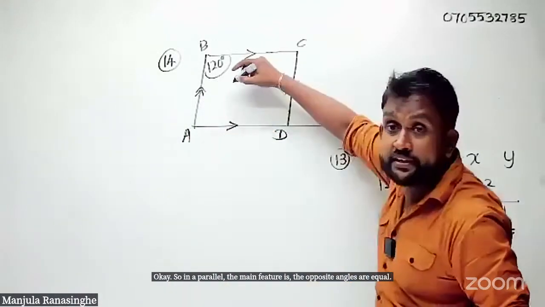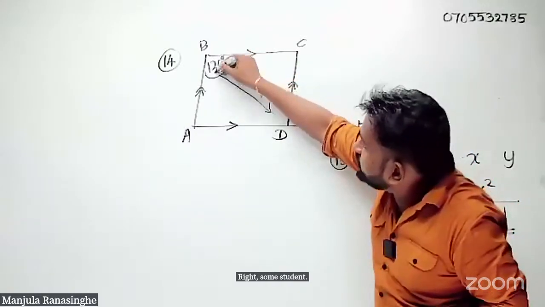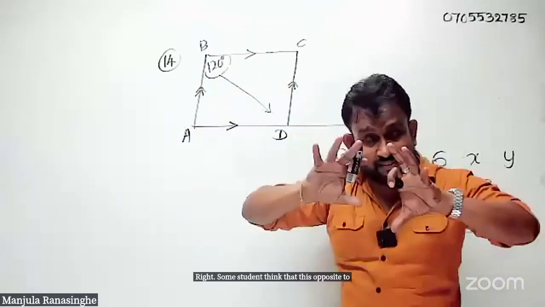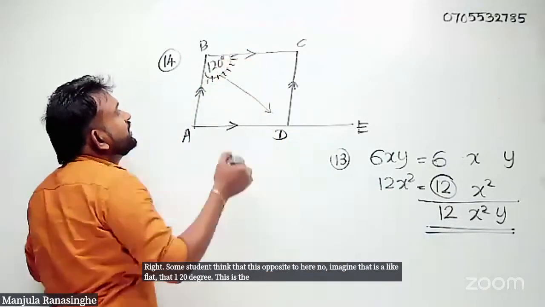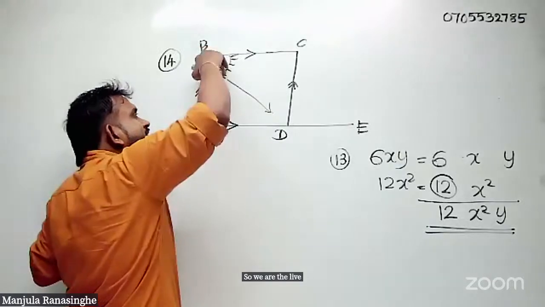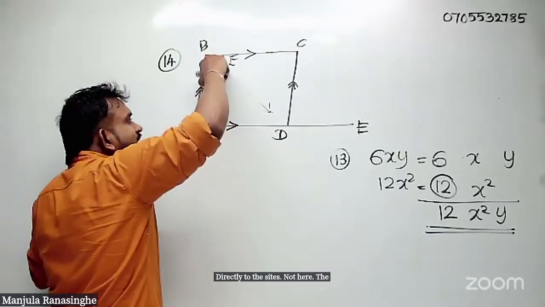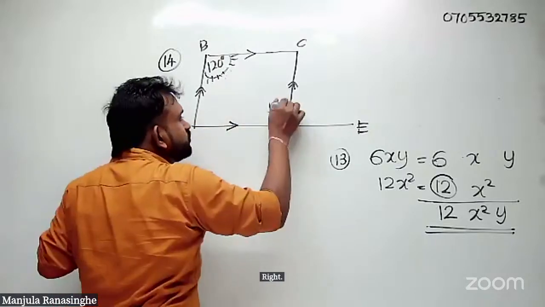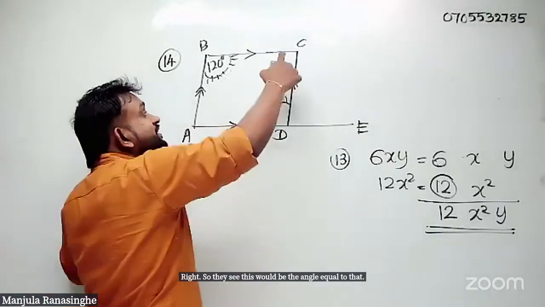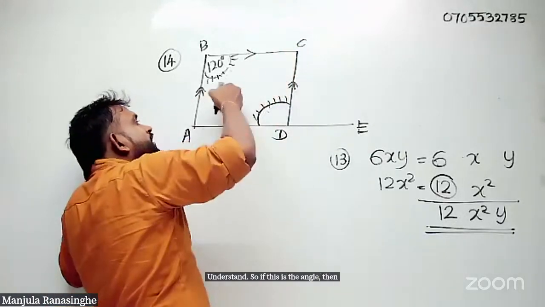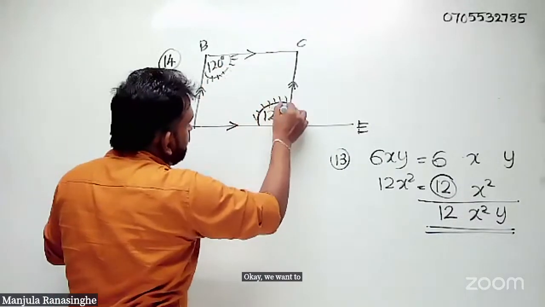So 120 is opposite to here, right? Some students think that it is opposite to here. No, imagine a flash of light at that 120 degree angle. Where does the light reflect directly? To this side, not here. So this would be the angle equal to that. These two are the opposite. Here 120, here also 120.